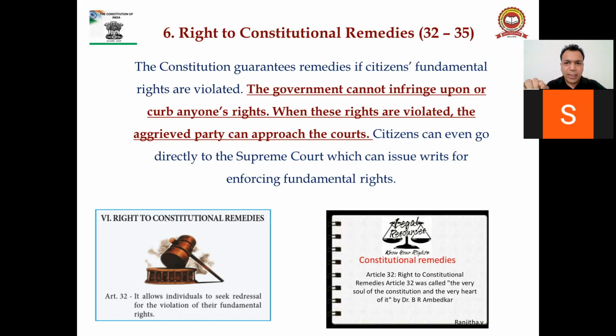The government cannot infringe upon or curb anyone's right. When these rights are violated, the aggrieved party can approach the court. Right, guys? Even the government cannot curb or infringe your right. These are your fundamental rights. You can approach the court. Court is above the parliament. Citizens can even go directly to the Supreme Court, which can issue writs for enforcing fundamental rights. So these six are the very important fundamental rights. You should know that, being a teacher.